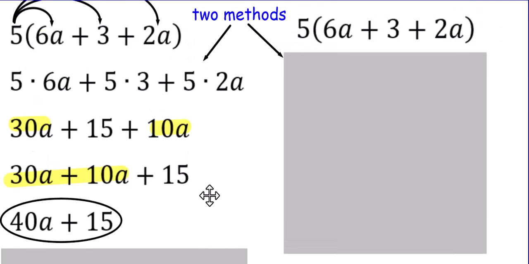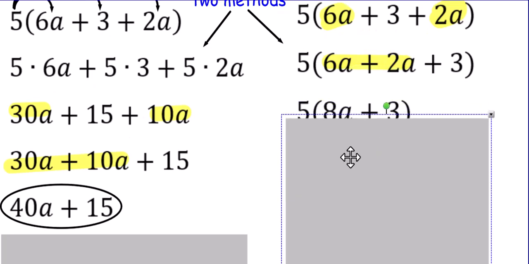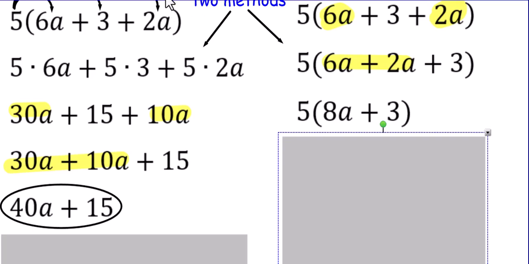Now, because we have like terms inside the parentheses, a second strategy for doing this would be to combine the 6a and the 2a together first. So the first thing I did here was I rewrote the expression inside the parentheses with 6a plus 2a side by side, and those do combine to give us 8a. So I'm just going to bring that down, and my 6a plus 2a becomes 8a.